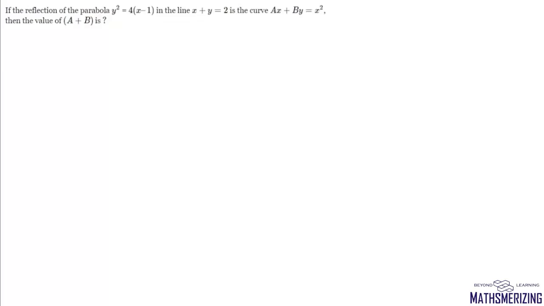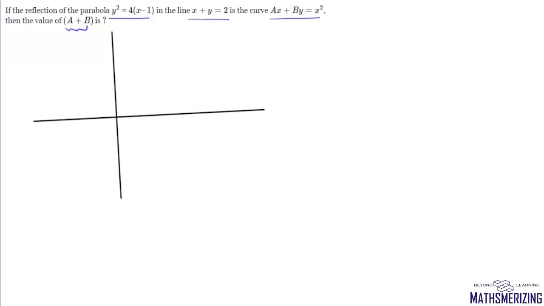Now we'll take another reflection problem. It says if the reflection of the parabola y square equals 4(x minus 1) in the line x plus y equals 2 is a curve ax plus by equals x square, then we need to find the value of a plus b. So we are given this parabola which is y square equals 4(x minus 1). So we'll draw this parabola. It is y square equals 4x but shifted 1 unit to the right. And then we are given the equation of this line which is x plus y equals 2.